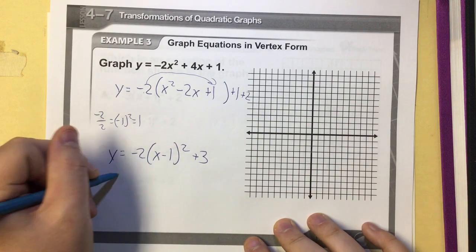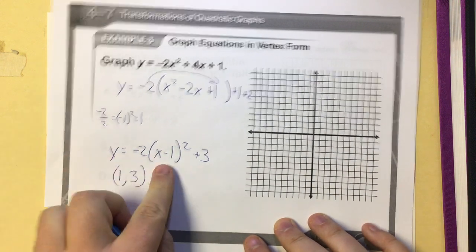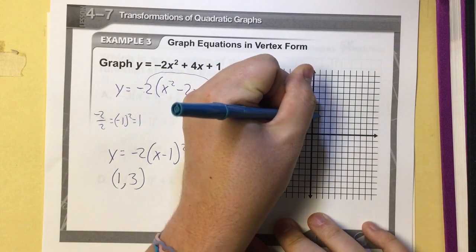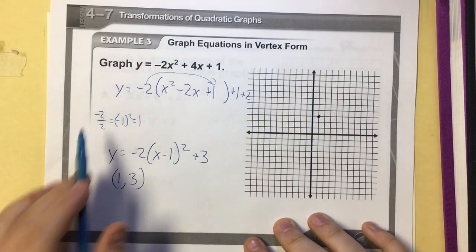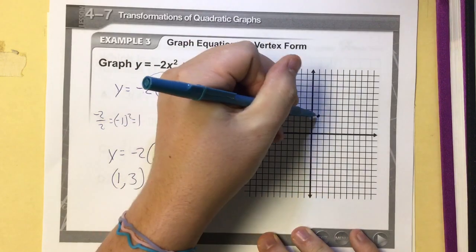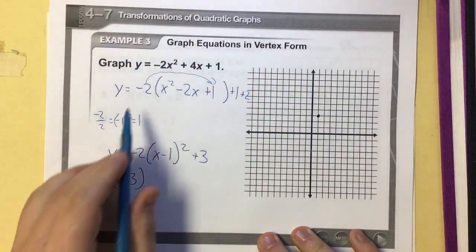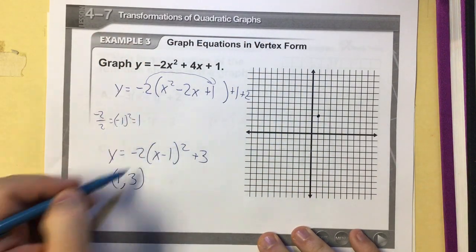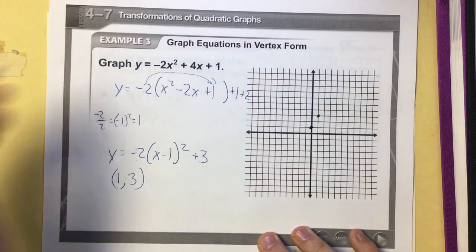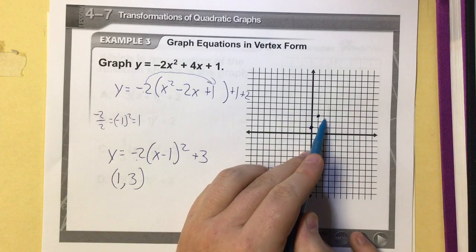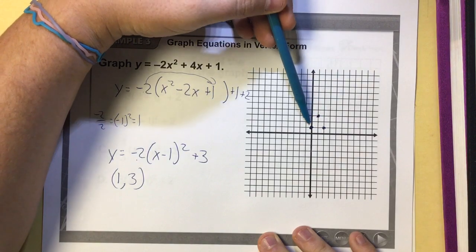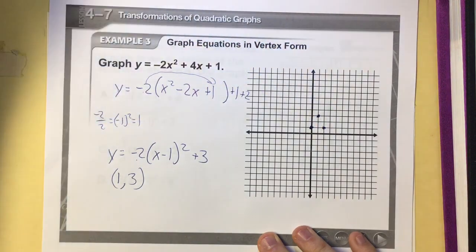My vertex is at the ordered pair 1, 3, opposite of what you see, exactly what you see. So I go over 1, 1, 2, 3. There's my vertex. Since A is negative, it's going to be opening downward. But from my vertex, I go over 1, and then I move A units vertically, so -2. So over 1, down 2, make a dot. It's symmetric, so I can go over 1 the other direction, and down 2, and make a dot. Over 1, down 2, over 1 the other way, down 2.